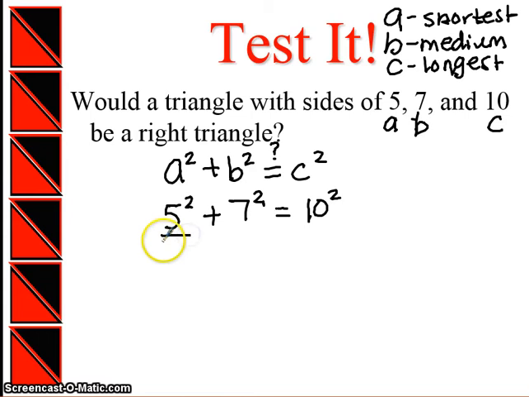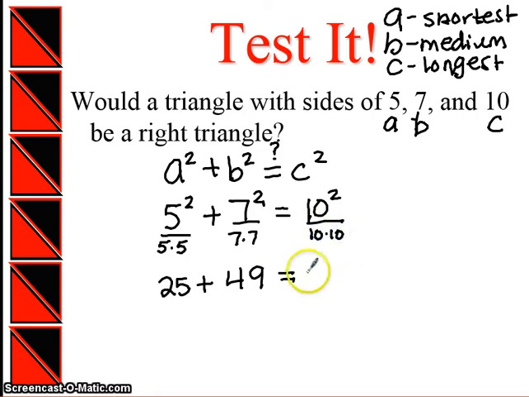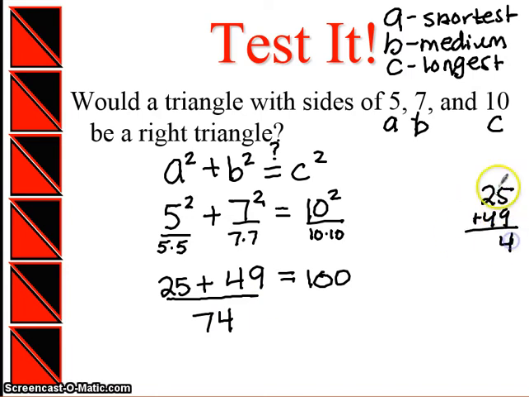Now, we know that 5 squared means 5 times 5, or 25. And that 7 squared means 7 times 7, or 49. We also know that 10 squared means 10 times 10, which is 100. If we add these two together, we will see that it will equal 74. If you didn't know that, you could do it on the side. 25 plus 49. 5 plus 9 is 14. 1 and 2 make 3, plus 4 is 7. So that's where we got 74.